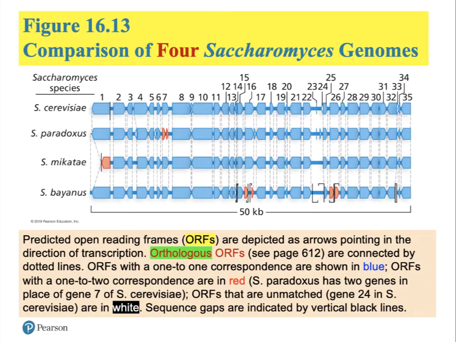Figure 16.13 shows the results of one experimental match. In this, 4 different species of Saccharomyces, including our friend Saccharomyces cerevisiae, are compared for a stretch of chromosome. The blue boxes represent open reading frames. The dotted lines correspond to orthologous open reading frames. That means these must have come from an ancestor. And in blocks that are red, we can see that certain common open reading frames may have collapsed to produce a smaller gene compared to the wild-type original ancestral sequence.